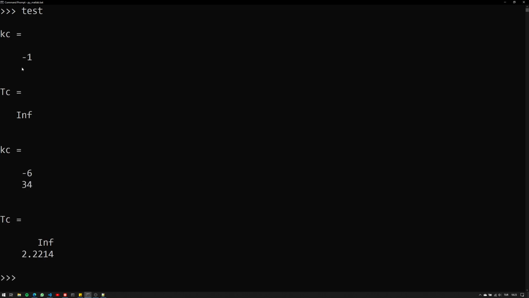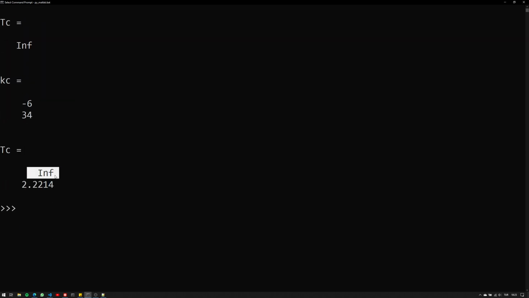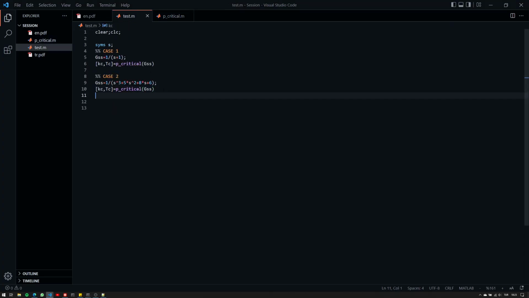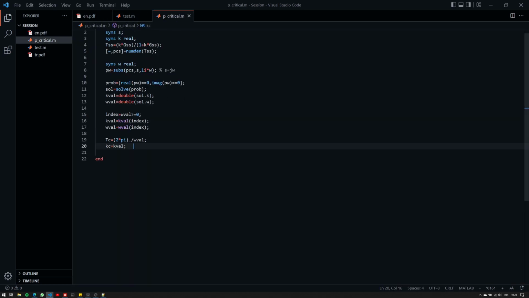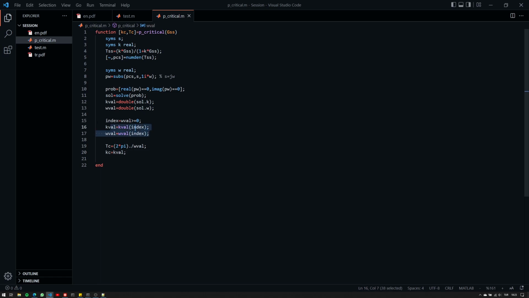There we go. Now we have -1 and infinity for the first order case, and then we have -6, 34, infinity, and 2.22. So this is basically the solution, and I have tried to talk about the possible problems, one of them being to not eliminate the omega vals that are not really suitable by definition, or by eliminating them with the wrong code, because if you use this and this, let me fix it, instead of defining index and messing up the order, you might get into trouble. That might be a problem.